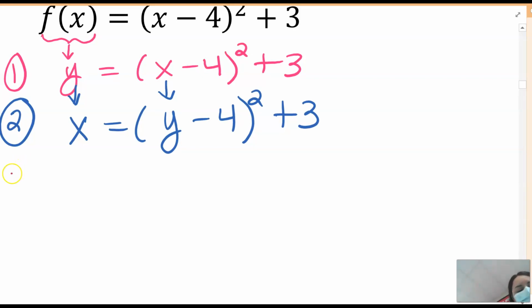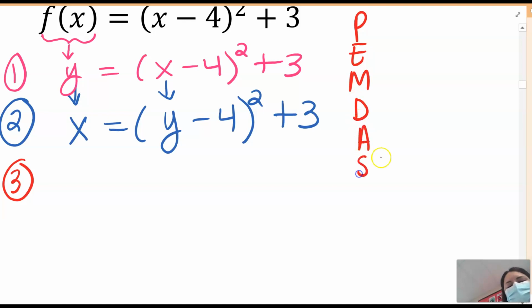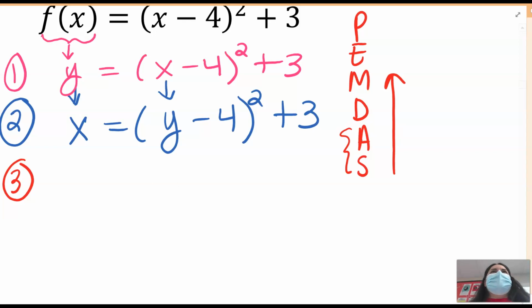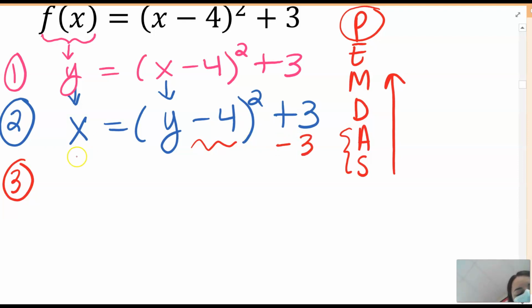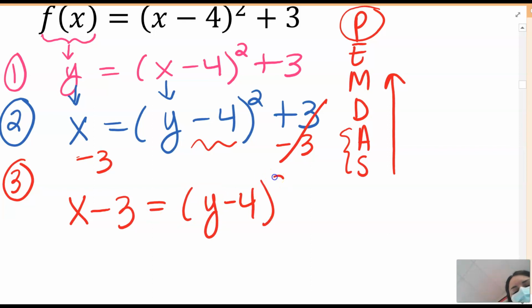All right, then step number 3 is to solve. So you're going to use inverse operations. We're going to look at PEMDAS in reverse, going from bottom to top. First you're going to start with adding and subtracting. Do I have an addition or subtraction symbol? Yes, I see a negative 4 and a positive 3. However, this negative 4 is inside of the parentheses, so I'm actually going to do that last, because parentheses we do at the very end. So be careful with the adding and subtracting. We're only going to get rid of the plus 3, because that is not inside of the parentheses. So we're going to subtract 3 from each side. That cancels, and we're left with x minus 3 equals (y minus 4) to the second power.